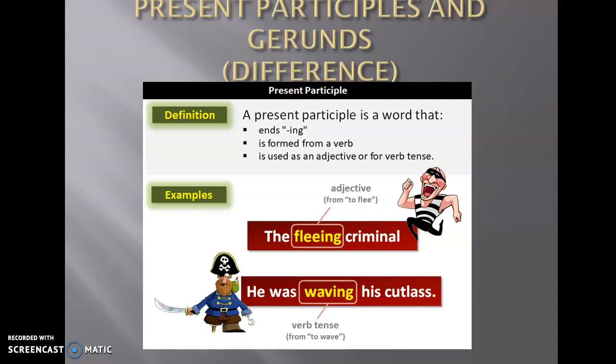I hope you people have understood the difference between participles and gerunds. Kindly go through this video once again to have a better clarity and understanding.